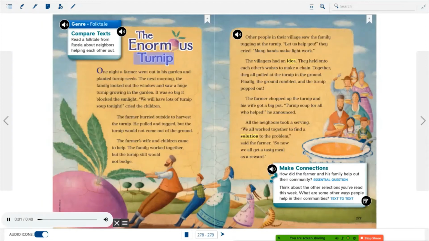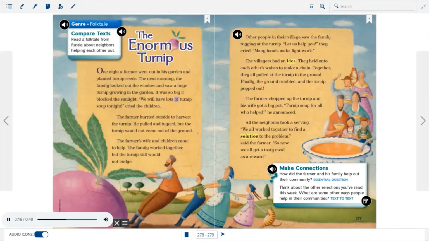Genre: folktale. Compare texts. Read a folktale from Russia about neighbors helping each other out. The enormous turnip. One night a farmer went out in his garden and planted turnip seeds. The next morning, the family looked out the window and saw a huge turnip growing in the garden. It was so big, it blocked the sunlight.